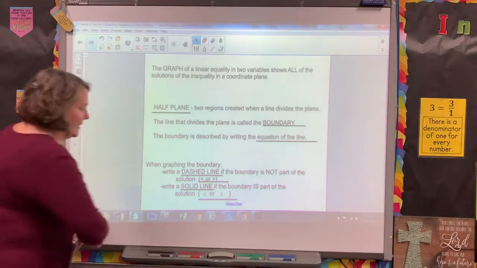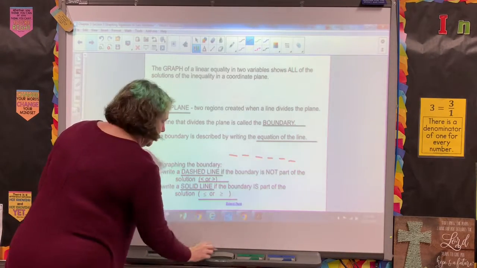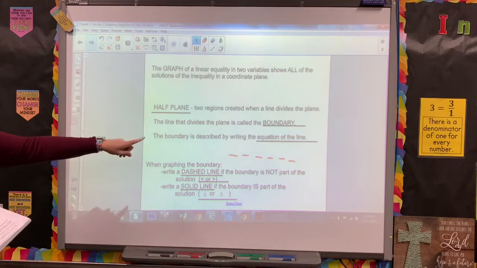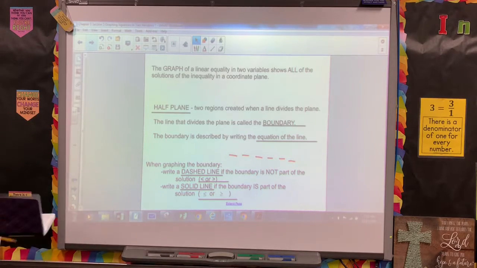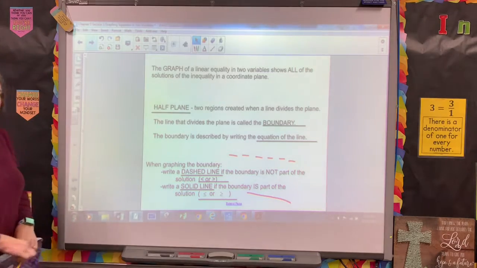A dash line is a line with a bunch of dashes. Oh, I thought you meant a lighter line. No. That's dashed. A bunch of dashes making a line. A solid line then would be what you have been doing. Okay, do you see the difference?